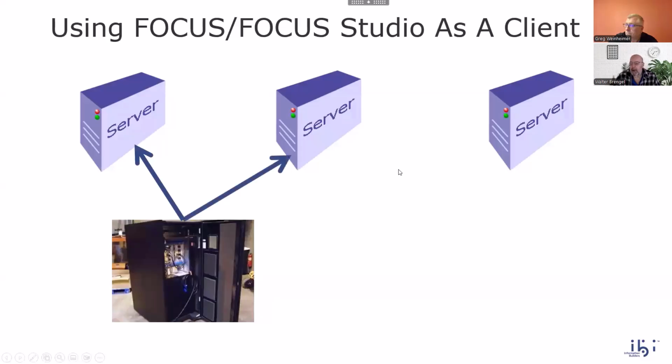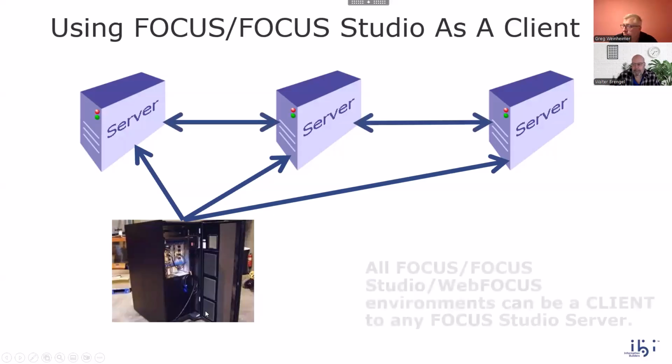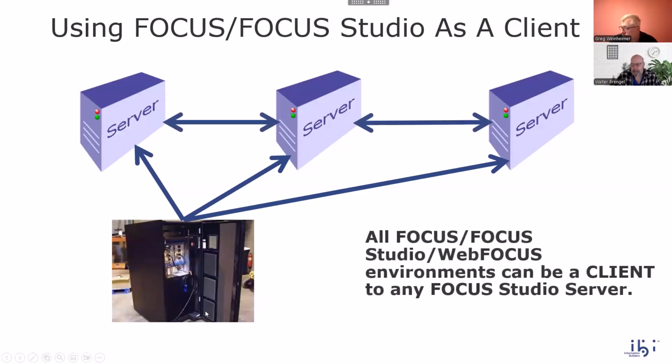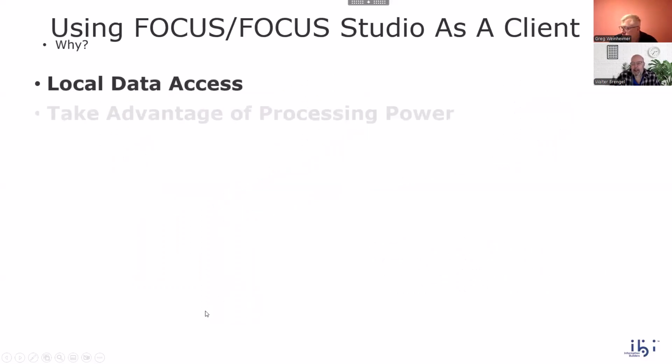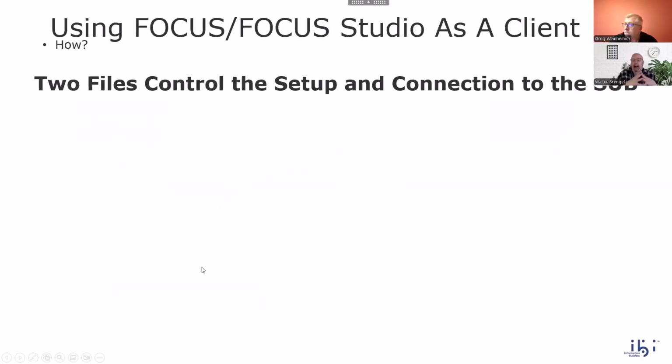So you have your mainframe, and nowadays they might not even be that big anymore. And we can talk to various servers. And in addition, reporting servers can talk to other reporting servers. Okay, so why local data access, offload processing? So how do we do this?